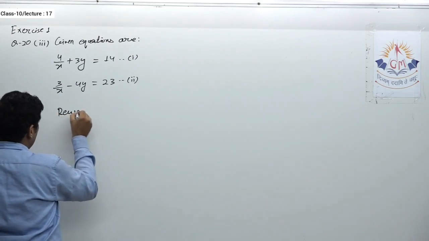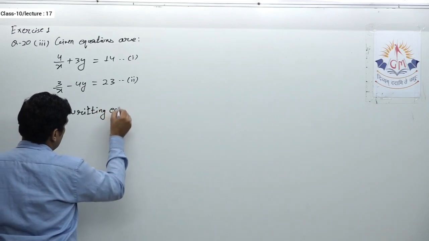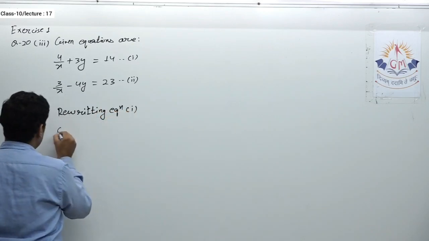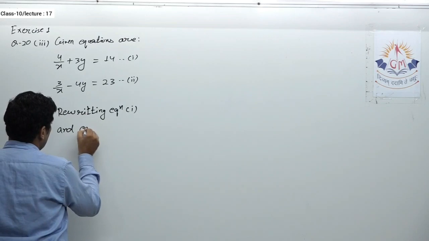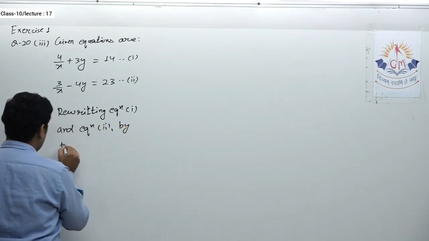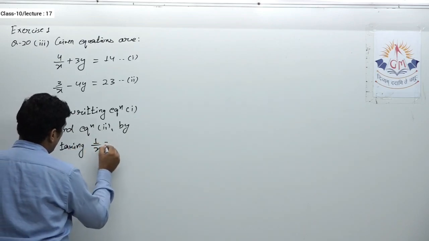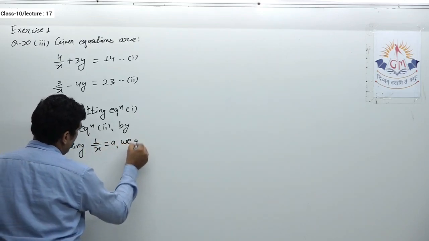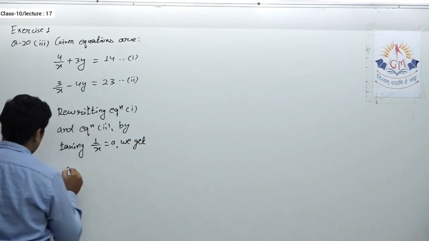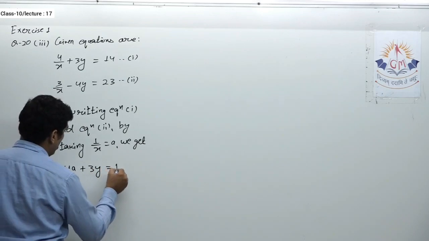rewriting equation 1 and equation 2 by taking 1 upon x equal to a, we get what? 4a plus 3y is equal to 14.